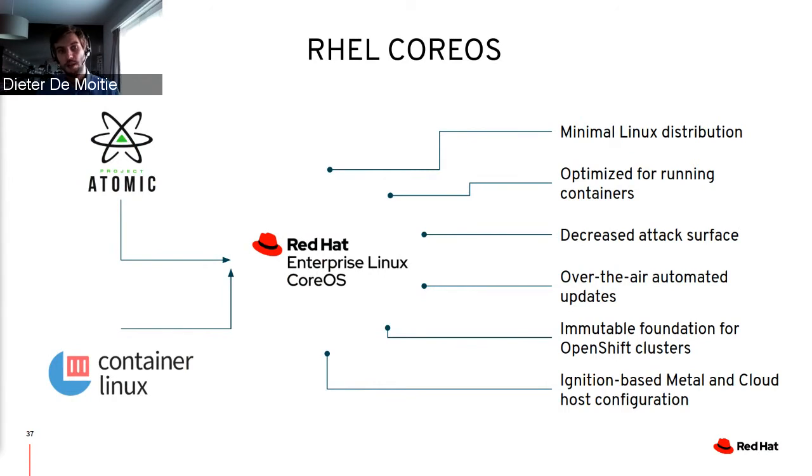So we've stripped down Red Hat Enterprise Linux to RHEL CoreOS, a minimal Linux distribution which is specifically optimized, or whose only purpose is to run containers. So that decreases the attack surface. What we don't need is removed, and that makes it more secure. RHEL CoreOS is immutable, or semi-immutable, let's say. So all the binaries are read-only.